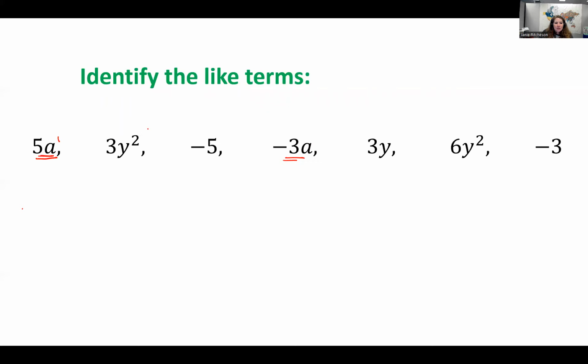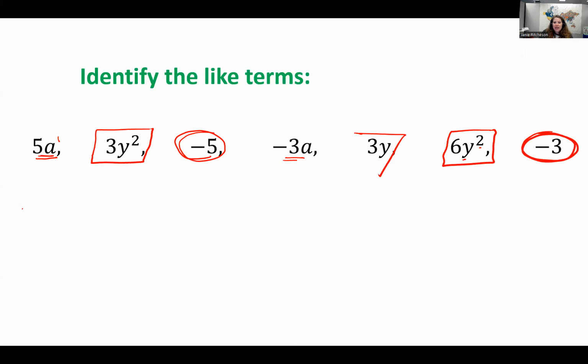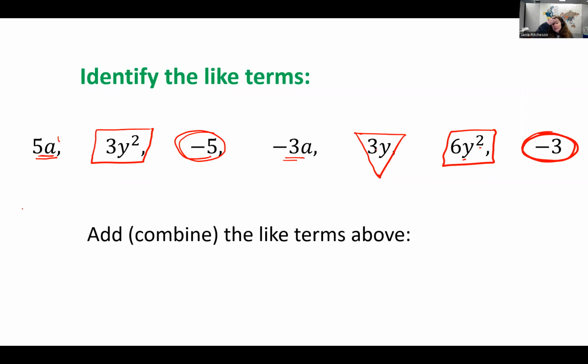All right, let's look at the second term. 3y squared is like 6y squared. Same variable, same exponent. Negative 5 is a constant. So negative 5 is like negative 3. Those are like terms. And then 3y is all by itself. It doesn't have a like term. There's no other terms like 3y. So now it says we're going to combine these like terms.